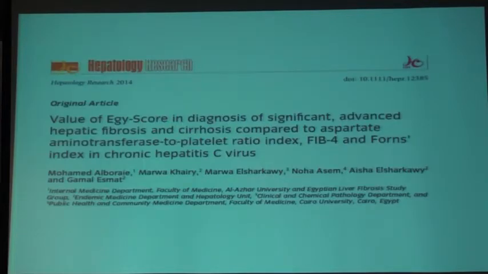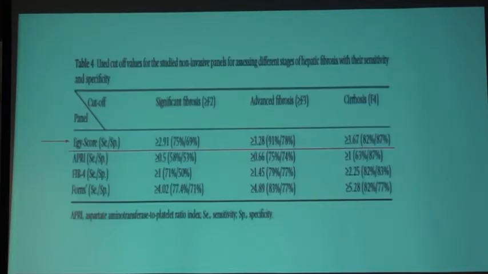And we have validated our scoring system versus other methods of evaluation of liver cirrhosis, and we find that it has a very high sensitivity and specificity in different stages of the fibrosis score as compared to others like APRI, FIB4, and FORNS.